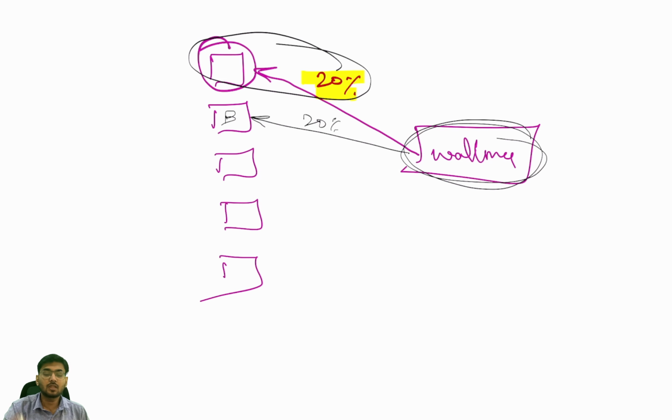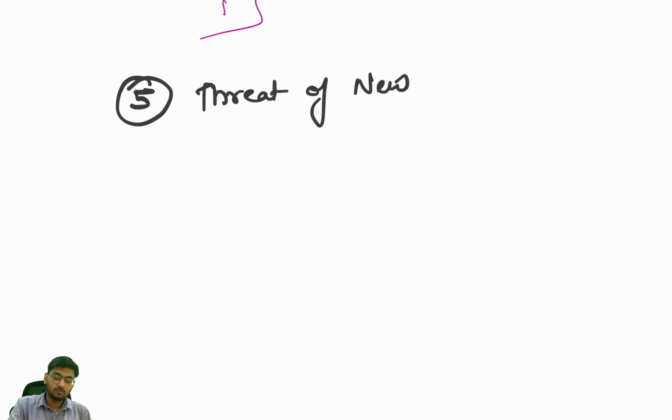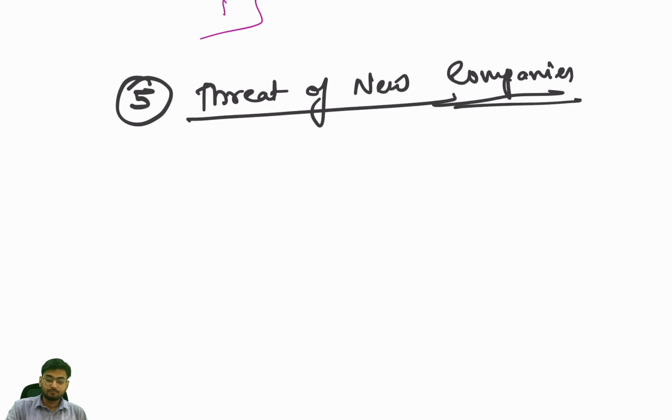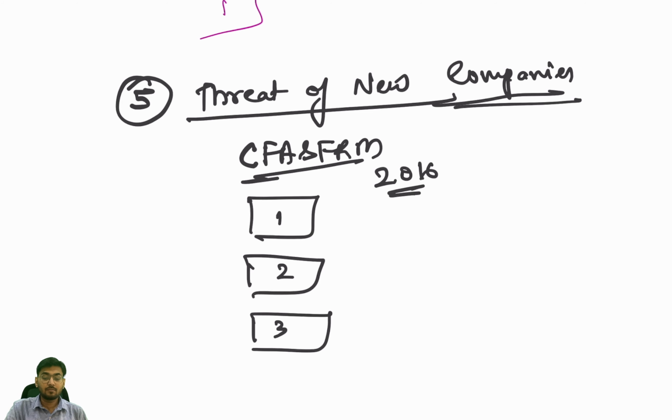Clear? Now coming to the 5th point, the last one, that is threat of new entrants. See, at one point of time, when I started this coaching institute for CFA and FRM, there were only 3 institutes who were actually teaching. I'm talking about way back in 2016. Only 3 coaching institutes in India were teaching CFA and FRM. Clear?